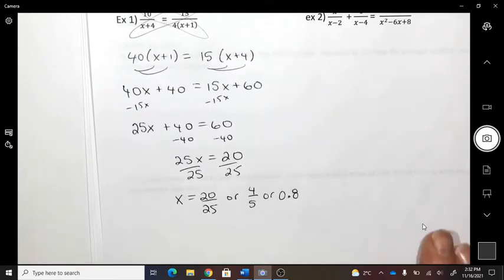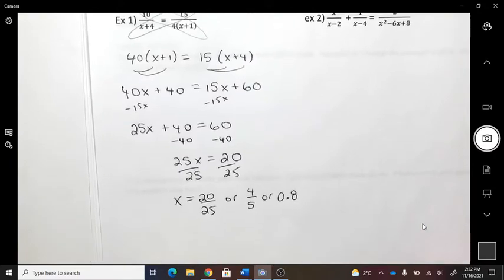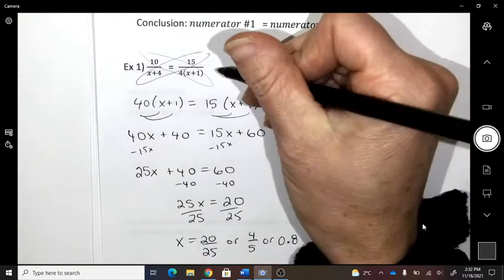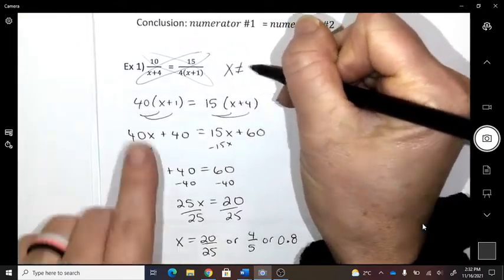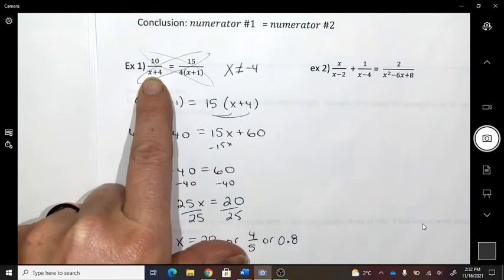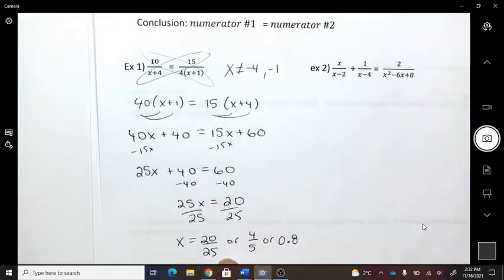Okay, let's just double check here. Are we allowed to have that as an answer? What am I not allowed to have for x? I can't have x be a -4 or -1. So this is good. It's good.